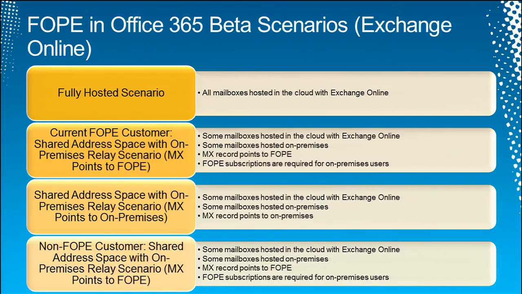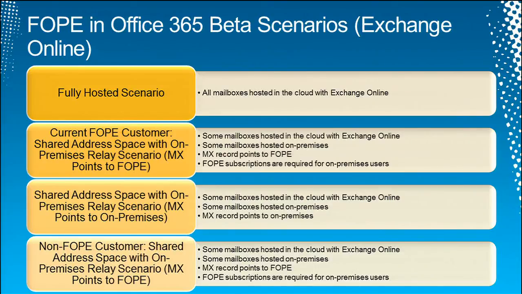Then we'll have shared address space. That's where your MX records do point to FOPI. So all your email is coming in and out of FOPI for your current on-premise deployment, and you've decided to add Office 365 to coexist. Then we'll have the third scenario, which is you're not a current FOPI customer, and you're going to keep your MX records pointed to yourself, but you want to add some Office 365 mailboxes. So how to configure that with the connectors.